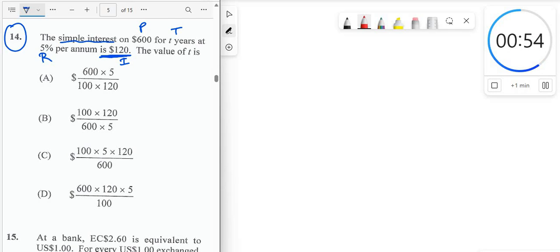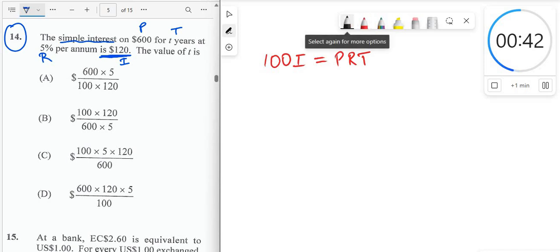Now, the formula is, just remember this, 100I equals PRT. Like 100 I's on 3 friends, 3 musketeers, P, R, and T. If you can remember that formula, it's easy to move from there. Now, let's say you want to find I. You divide by 100 on both sides, and you get I equals PRT over 100.